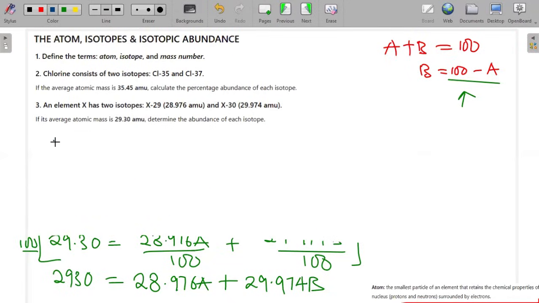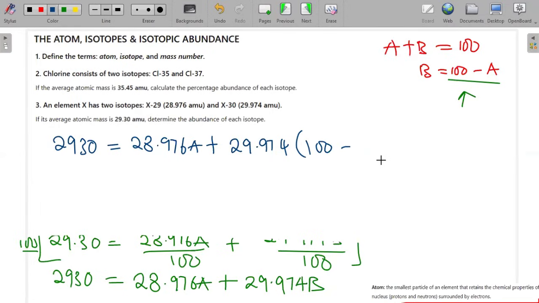Then we write 2930 is equal to 28.976A plus 29.974, and then the B there has been given as 100 minus A, so I write 100 minus A here. From there, we just multiply this 29.974 with whatever we have in the brackets.